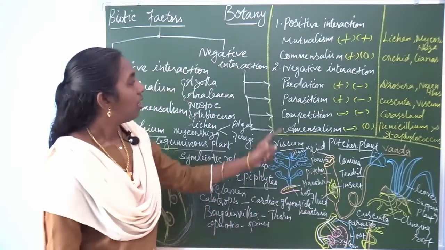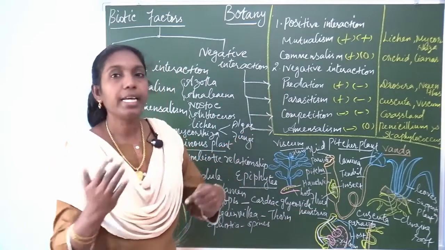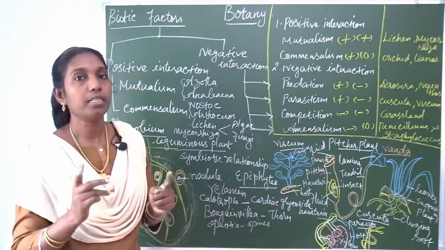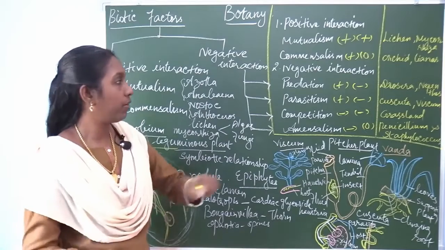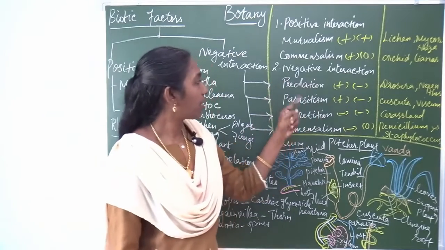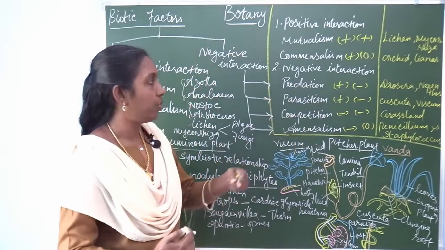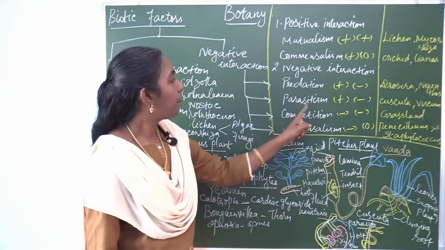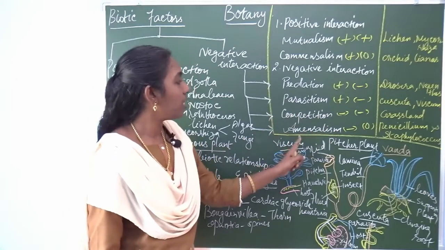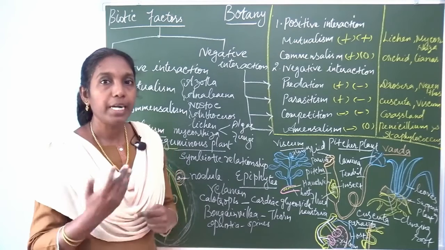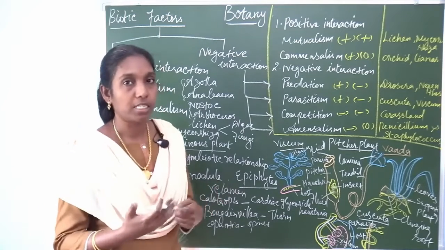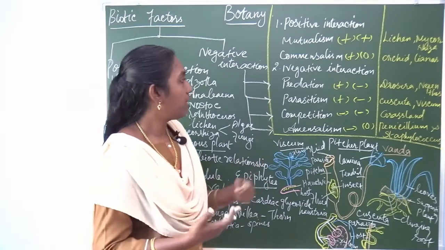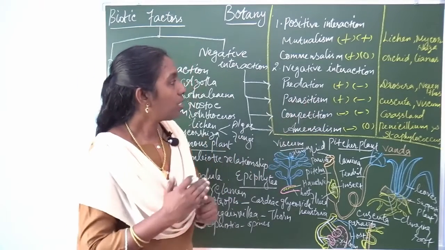And now negative interactions. The second type is negative interaction. There are two types, positive interaction and negative interaction. In negative interaction, they are again classified into predation, parasitism, competition, and commensalism. Predation, you know, predatory animals, or some plants are also predatory. What is this predation?